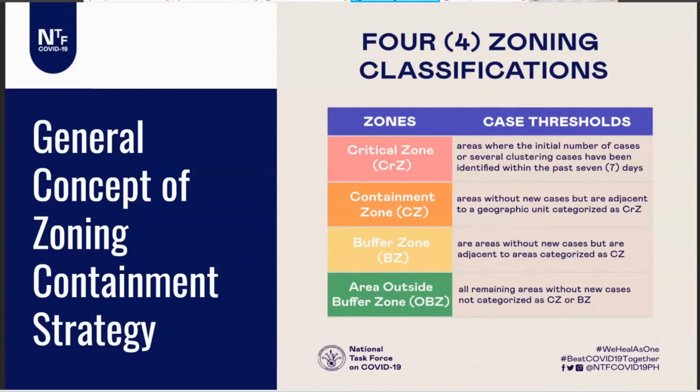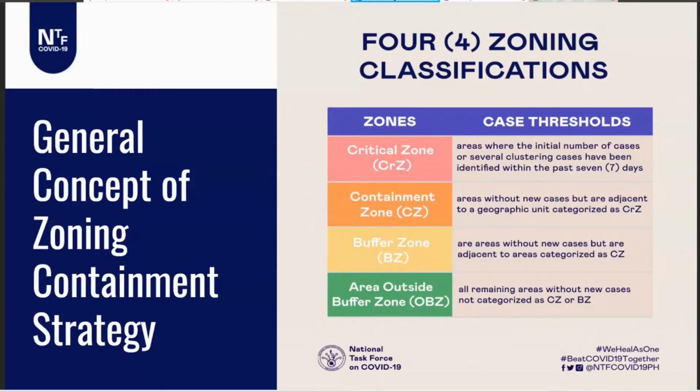So how do we categorize an area as a zone? We define an area, dito po sa slide natin, each zone: critical zone, containment zone, buffer zone, area outside buffer zone. An area must meet the said parameter for each zone. And the parameters of each zone are the following.